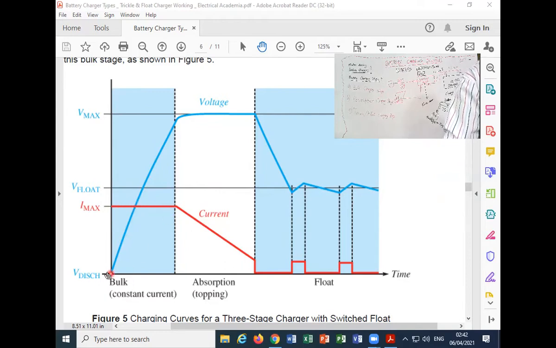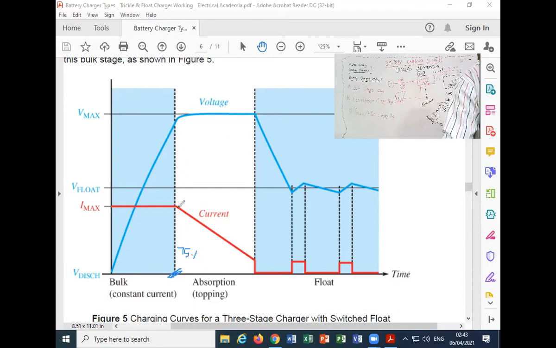Now what happens? This is the bulk charging stage, and the battery is charging. Now what happens at this time instant is that, now let me draw this. Okay. Now at this point, the battery is around 75% charged. Okay, the battery is around 75% charged.